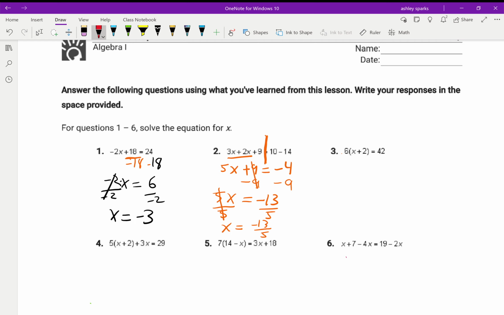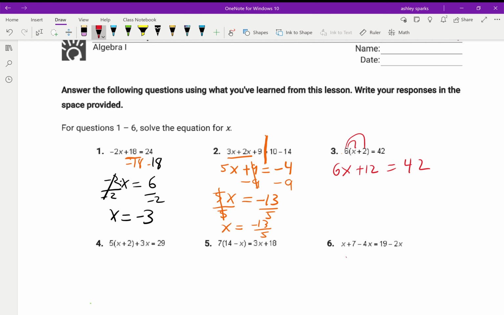For number 3 here, we have these parentheses. They're complicating my situation and I just don't want to have to do it. So I'm going to use distribution. What distribution means is that the 6 on the outside goes to both pieces on the inside. So I'm going to do 6 times x, which is 6x, and 6 times 2, which is 12, equal to that 42.